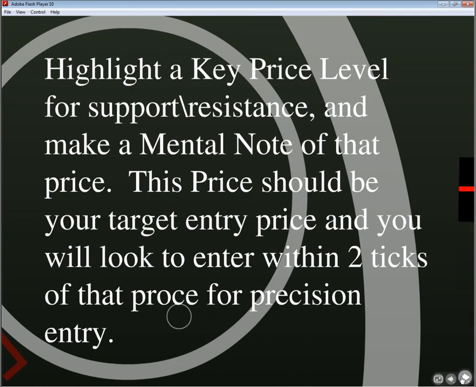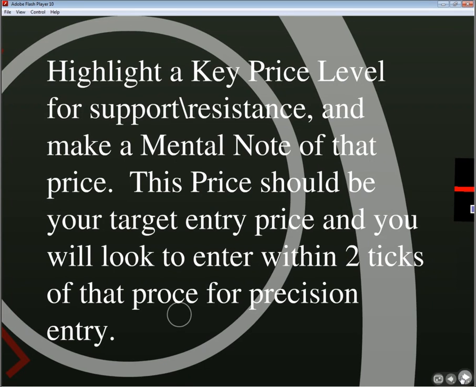Okay, then you highlight a key price level for support and resistance and make a mental note of that price. This price should be your target entry price, and you should look to enter within 2 ticks of that price. Sorry, not price, it's price there. There's a little typo there. For precision entry. So just make a mental note.